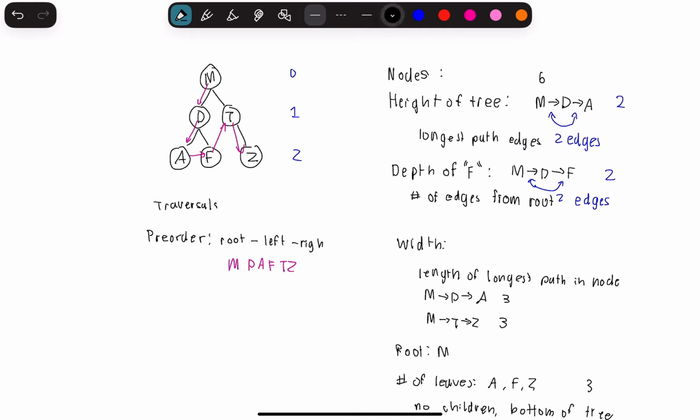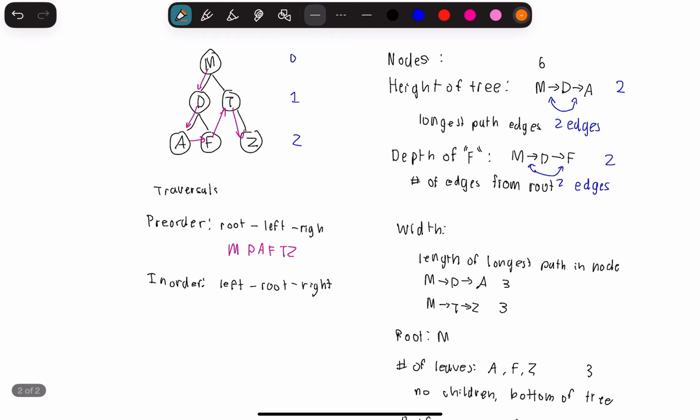Now, for our next one, we have in order. And in order means that you go left, then you go to the root, then you go right. And what this means is that you visit the left subtree, then you process the root, then you visit the right subtree. So let's do this. In order, we're going to start off with the left.